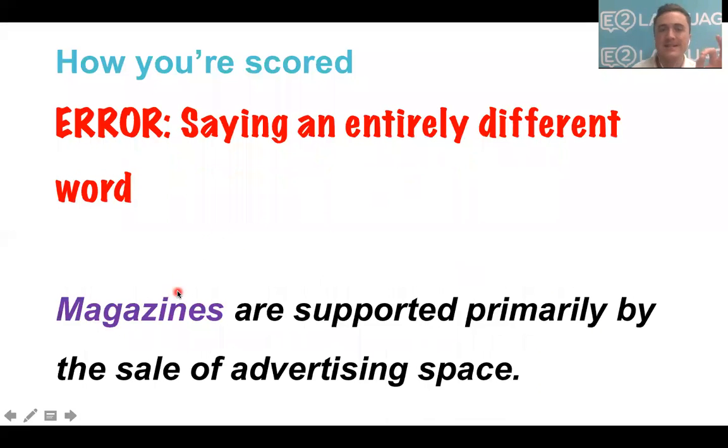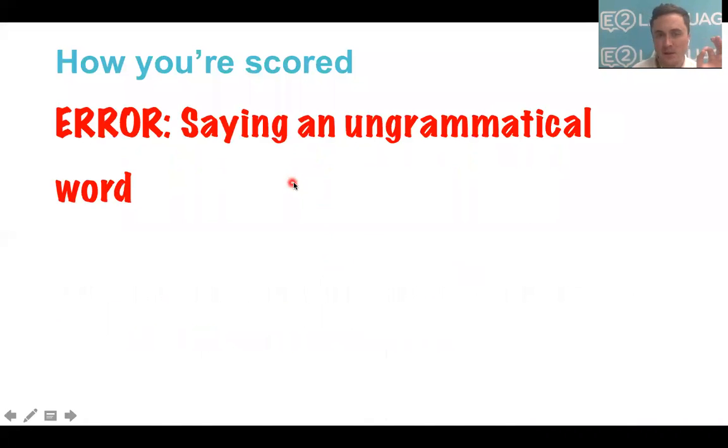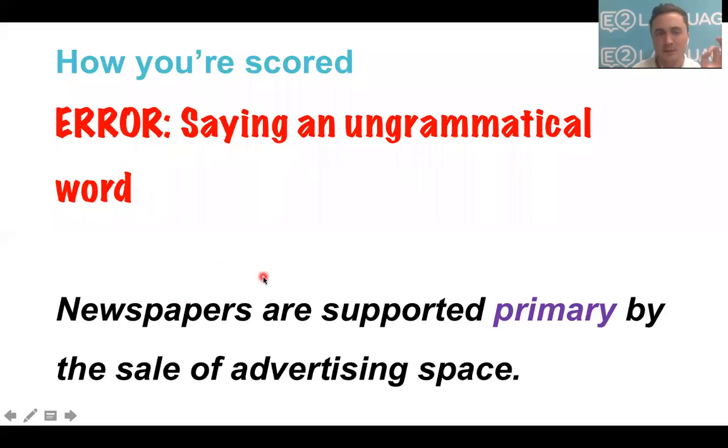For example, instead of "newspapers are supported primarily by the sale of advertising space," you accidentally say "magazines." That's an entirely different word. That counts as 1 error for content. You can also get an error for content if you say an ungrammatical word. For example, "newspapers are supported primarily by the sale of advertising space." Here is an adjective. It should be an adverb.